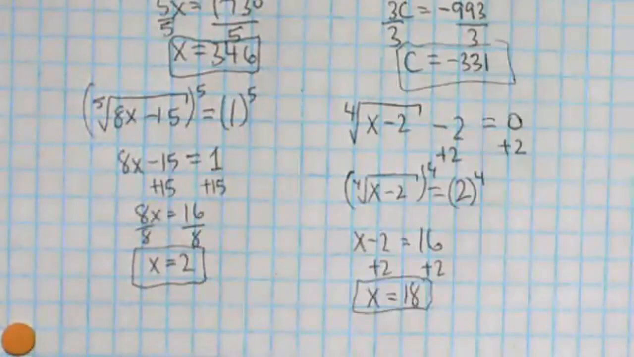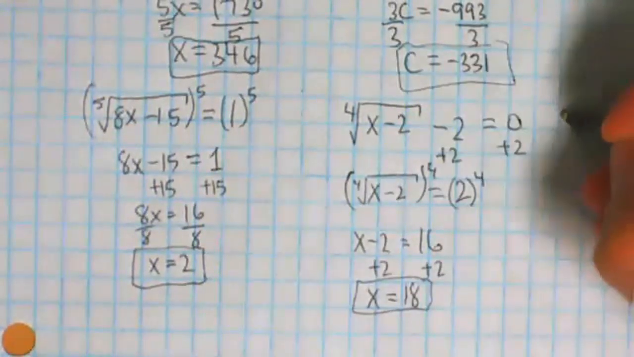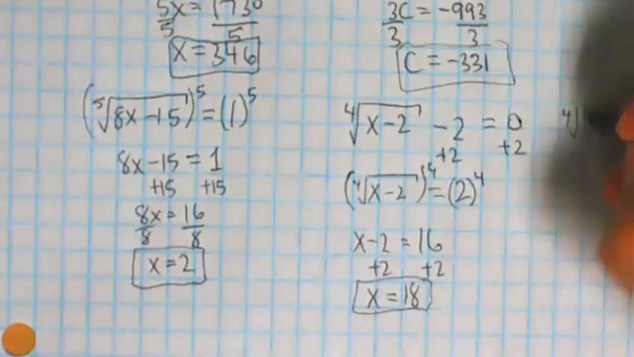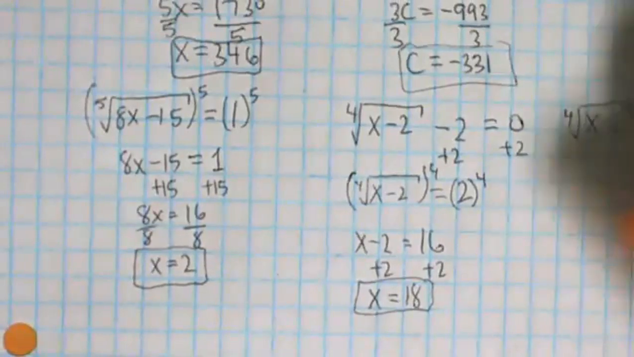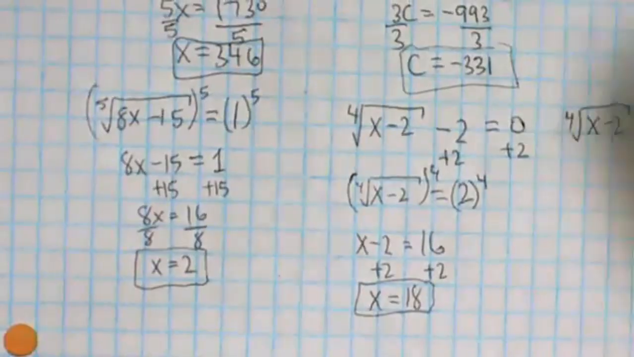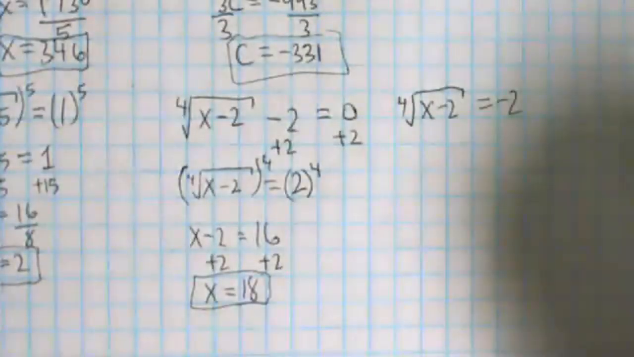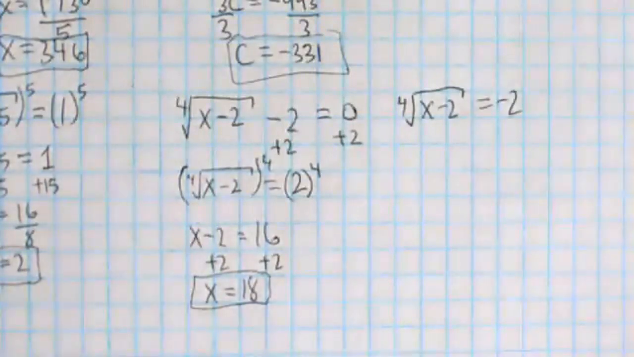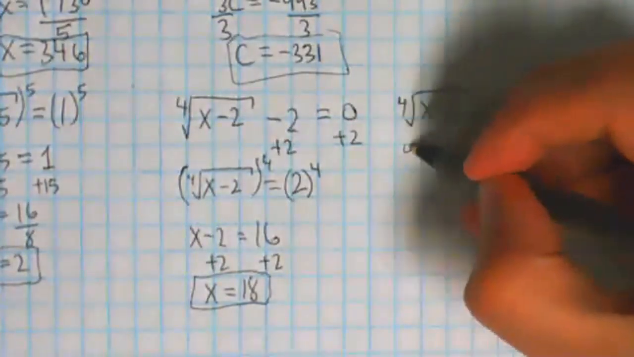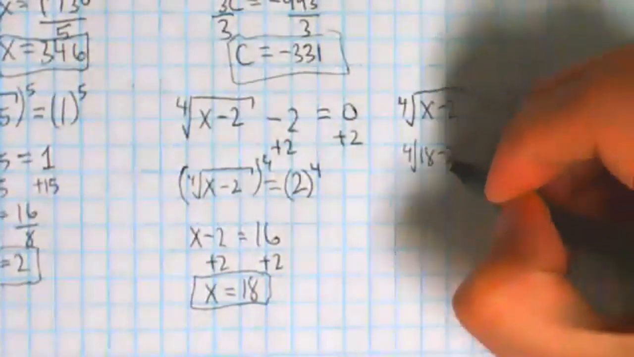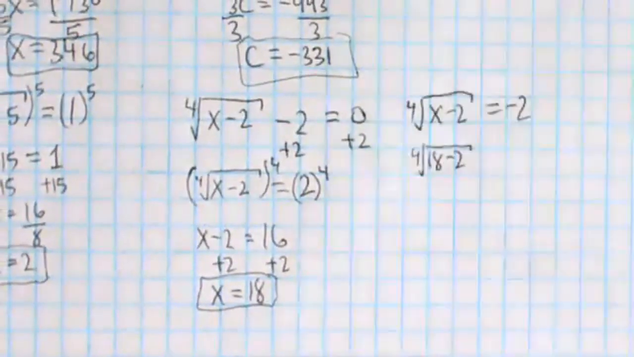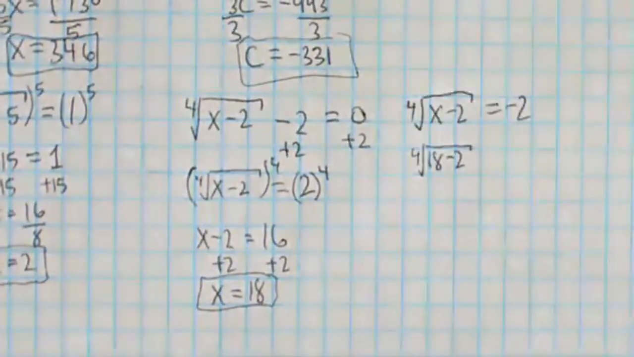But if this had instead been plus 2 over here, and we had instead ended up asking what the fourth root of x minus 2 equals negative 2 is, this would have ended up yielding an extraneous solution because we would have ended up going through it all again. We would have ended up with x equals 18, but the problem then would have been that the fourth root of 18 minus 2 is positive 2 rather than negative 2.